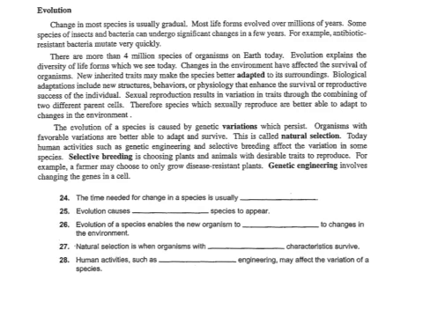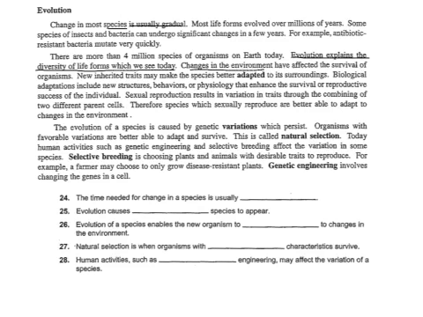Evolution. Change in most species is usually gradual. Most life forms evolved over millions of years. Some species of insects and bacteria can undergo significant changes in a few years. For example, antibiotic-resistant bacteria mutate very quickly. There are more than 4 million species of organisms on the earth today. Evolution explains the diversity of life forms which we see today.